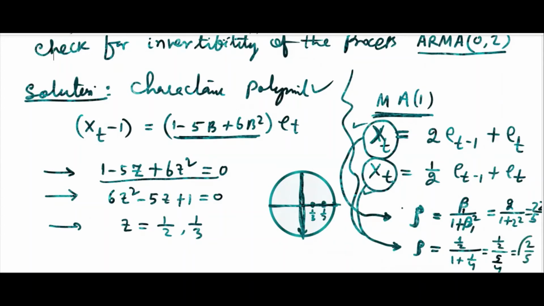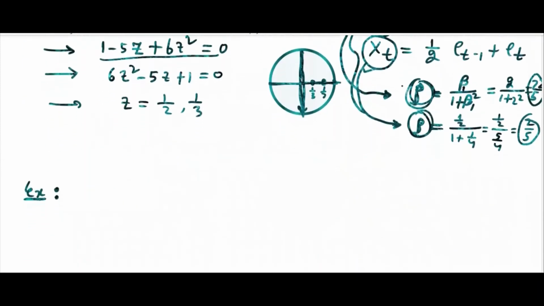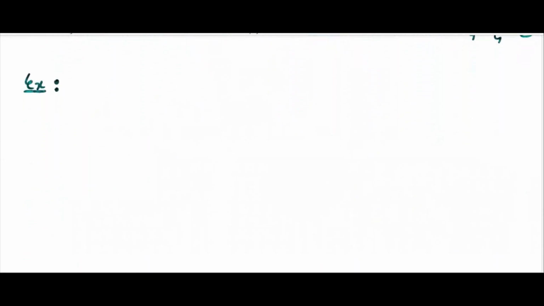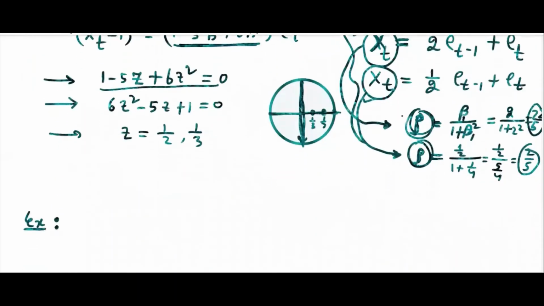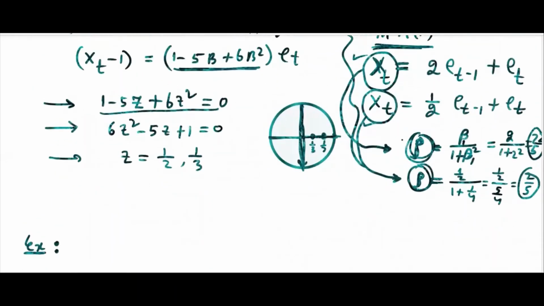They are the same. So the autocorrelations are the same, but one is invertible and one is not invertible. You get the same autocorrelations for two different processes, but one of them is invertible and one of them is not. Anyway, for uniqueness, you have to use invertibility. That is one of the reasons.